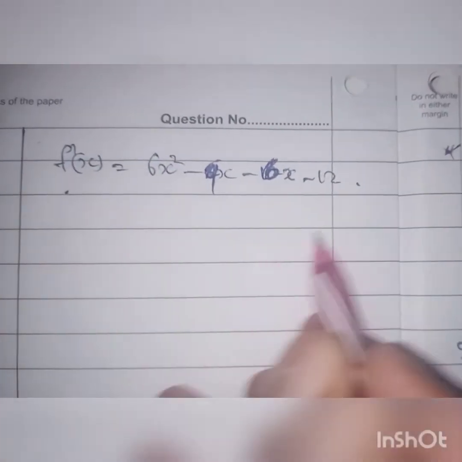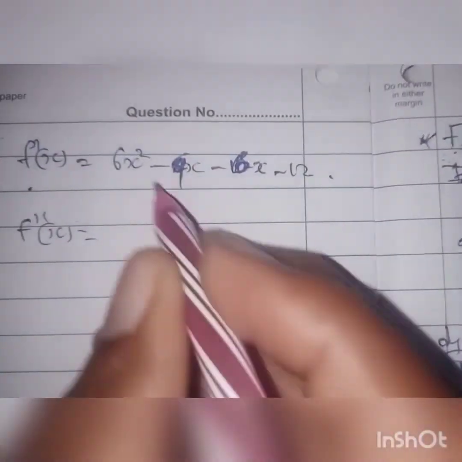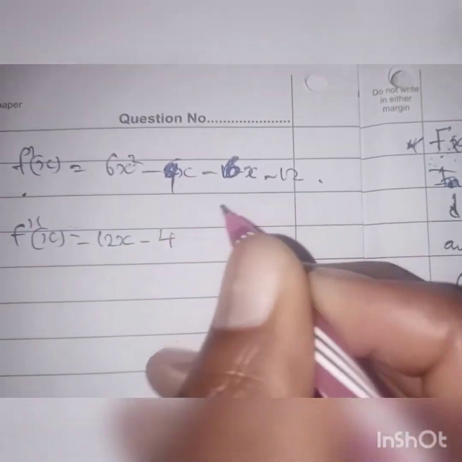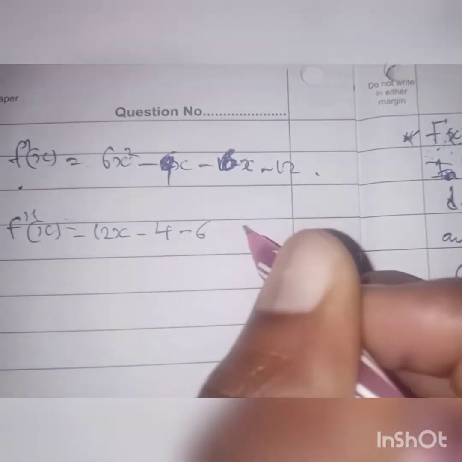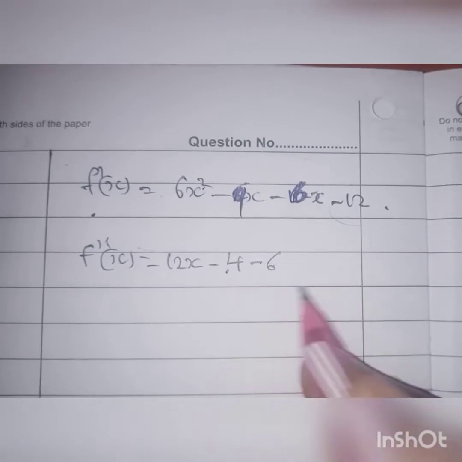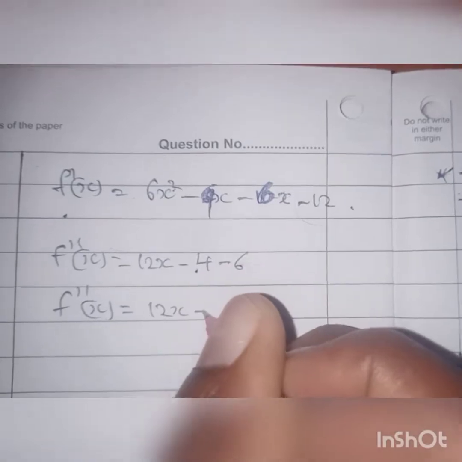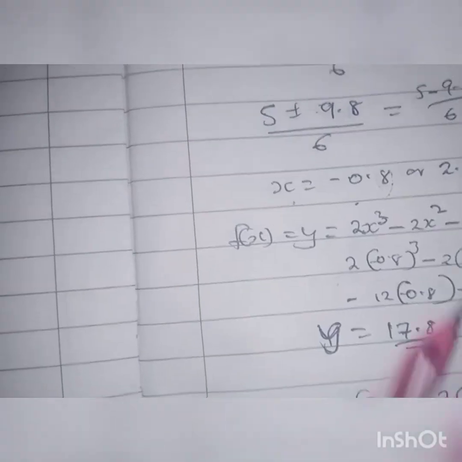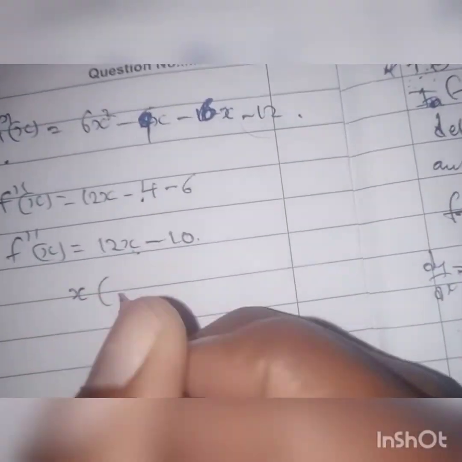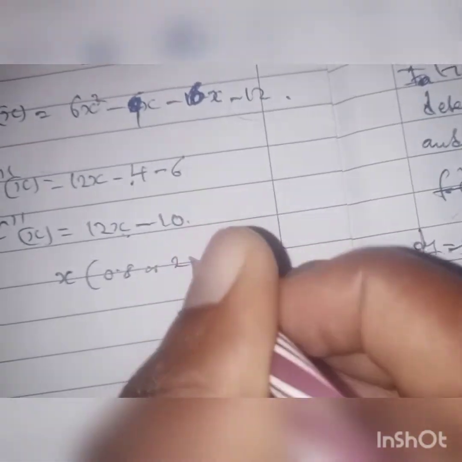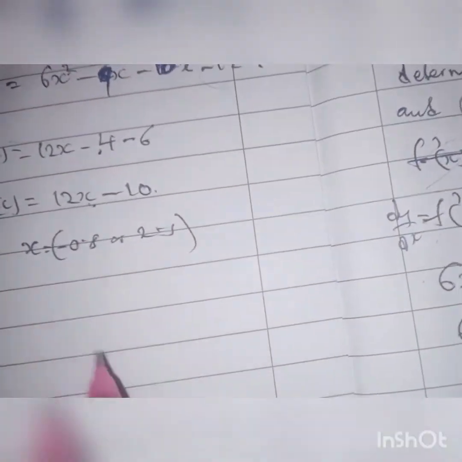Now, for you to determine the nature, you just find the second derivative. So the second derivative will be 12x minus 6. Now we have our x values, which are negative 0.8 or 2.5. These are the values of x.